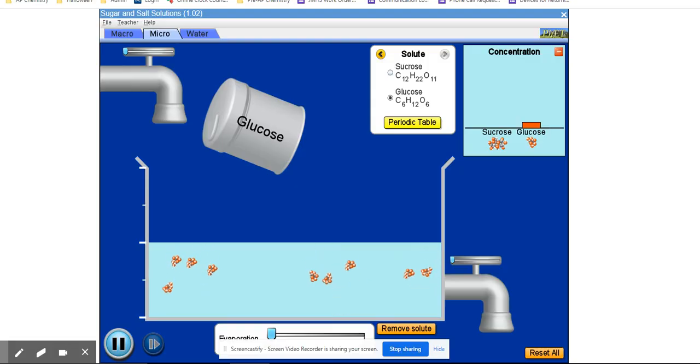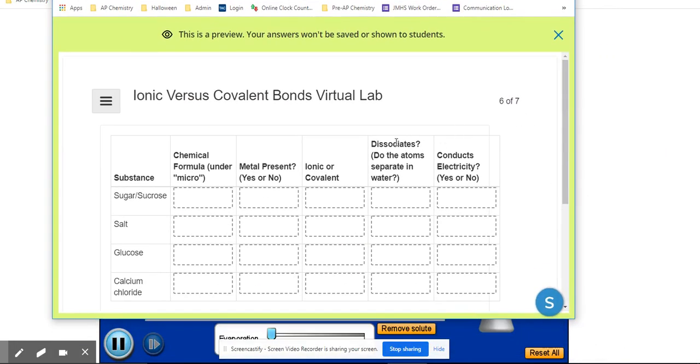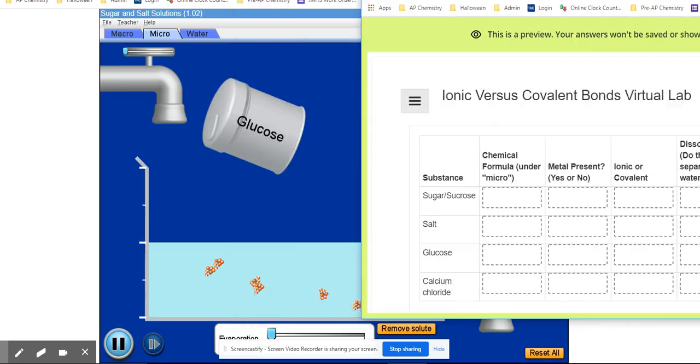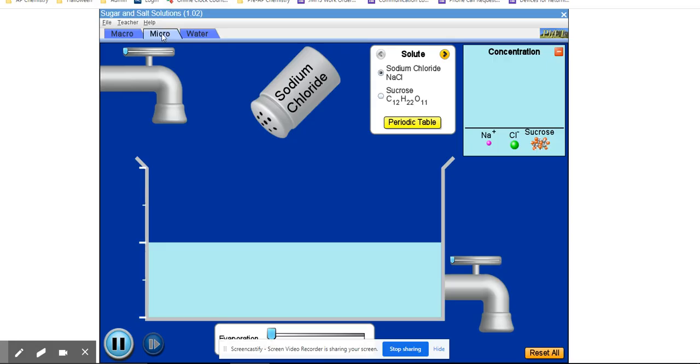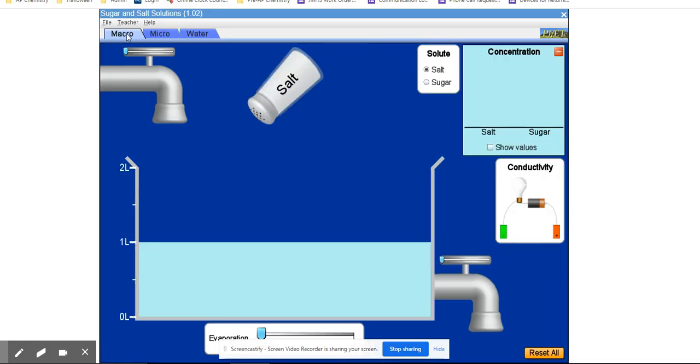So now you should have this column filled out. You should have your dissociates, do the atoms separate in the water. You should have yeses and nos, or dissociates and does not. Now we're going to answer conducts electricity, yes or no. So I'm going to go ahead and reset this. We actually have to go back over to macro, the first tab. So if you're following along on your simulation, the first tab.